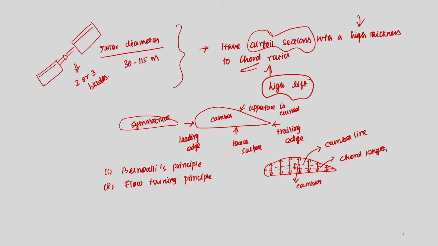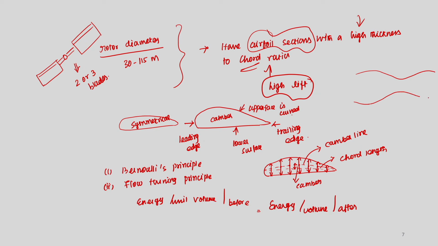Okay. So, Bernoulli's principle says that the energy per unit volume before and the energy per unit volume after are the same, right. What is this before and after? This is a particular section. This is a common diagram which is used for the Bernoulli principle.